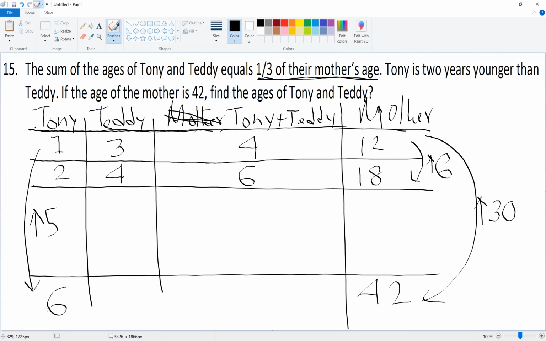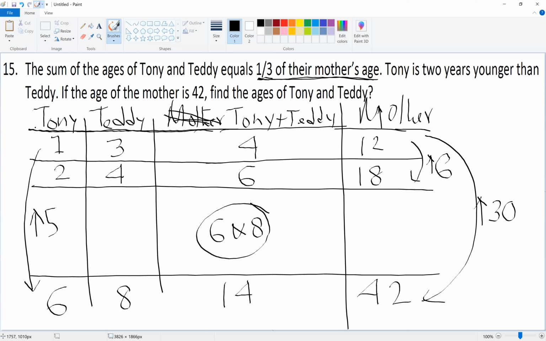So that means Tony is 6, so Teddy would be 8. And together is 14. And 14 times 3 is 42. So the ages are 6 and 8.